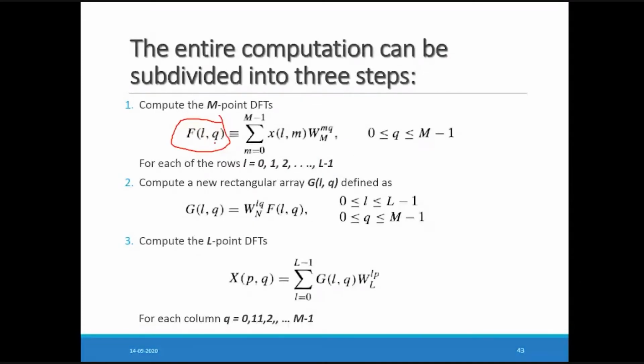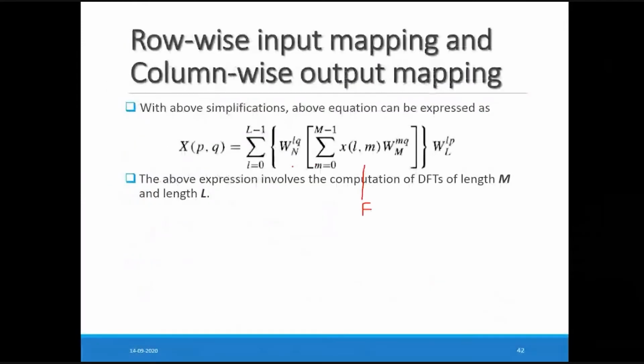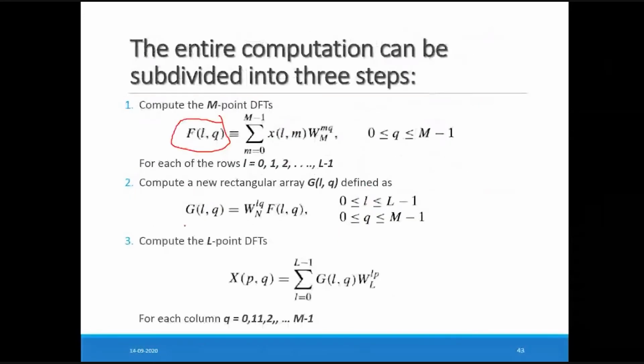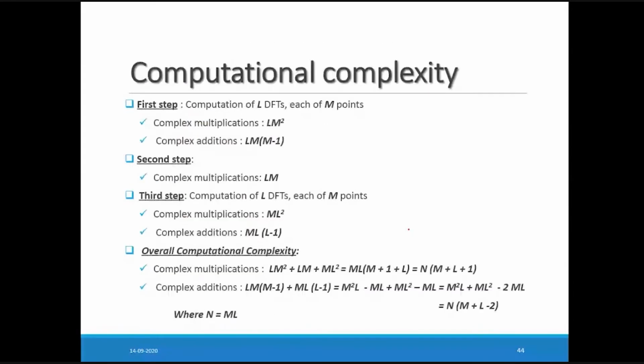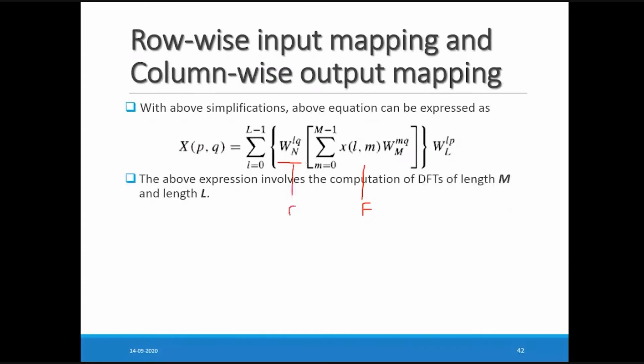The second step is to compute a new rectangular array. This rectangular array is whatever F you are getting, you have to multiply it with omega n raised to LQ. So here we assign the notation G. So compute a new rectangular array G of LQ, where you multiply omega n raised to LQ with F of LQ, where L is 0 to L minus 1 and Q is 0 to M minus 1. So these are the two parts of this. This is the second one.